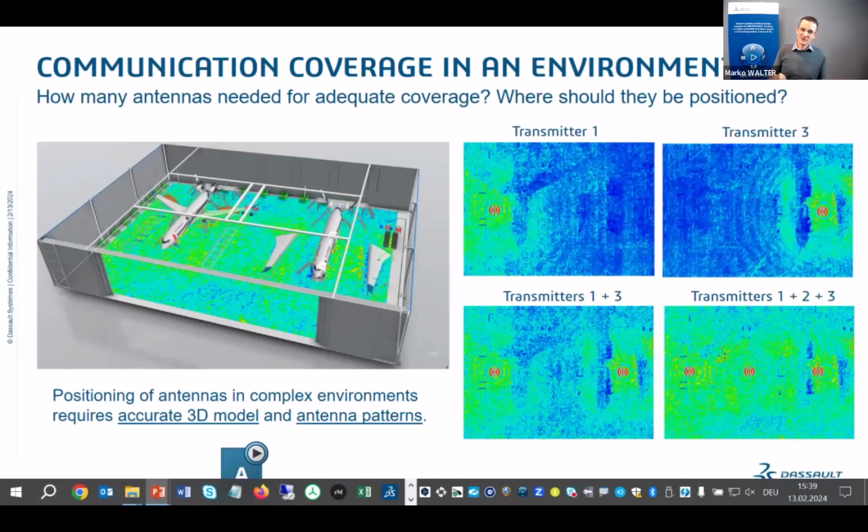Now, the point is that to investigate this in a complex environment, such as an industrial environment like this aircraft hangar, you need to have an accurate 3D model of not only the room itself, so the building, but the things that are inside it, which can be quite challenging. And then also the antenna patterns themselves. This is something that we're dealing with more and more within our CST Studio Suite, but also as an organization, because we have links to all the modeling tools that our sister brands like CATIA and SolidWorks are providing.